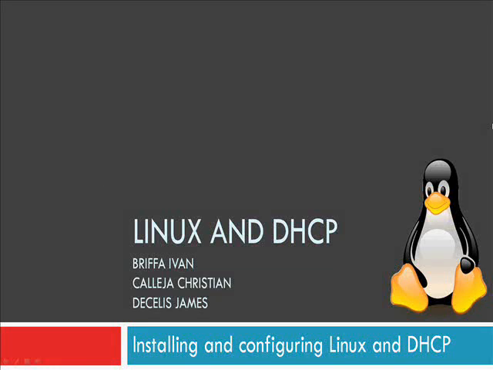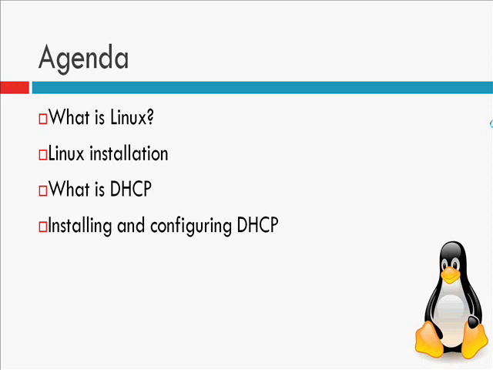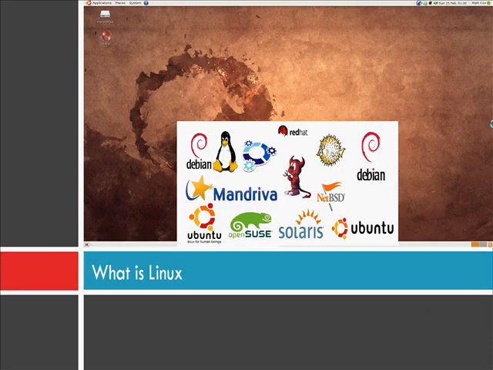Welcome to this tutorial. During the next few minutes, we will explain and demonstrate how to install and configure Linux and DHCP. First, we will start off by explaining what is Linux, followed by a demonstration of how to install such an operating system. We will then move on to an explanation of DHCP, followed by a demonstration of how to install and configure a DHCP server.